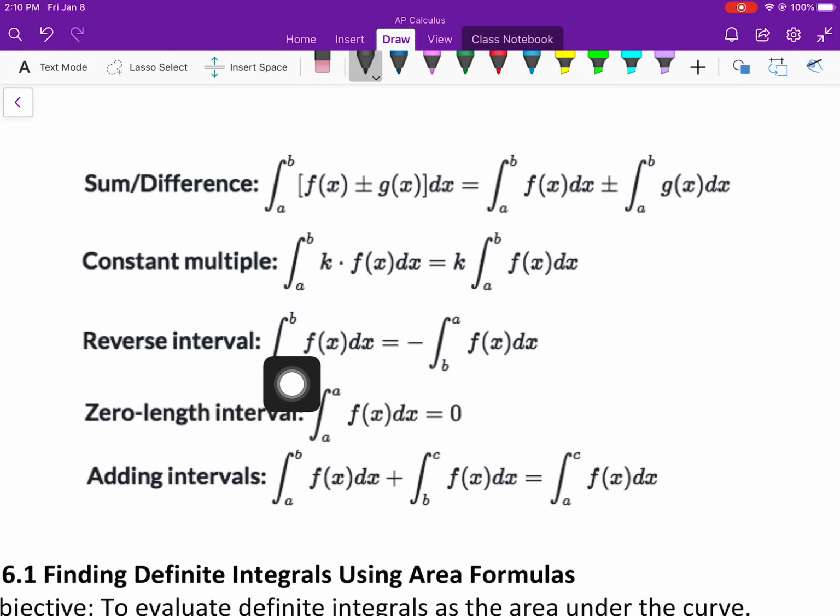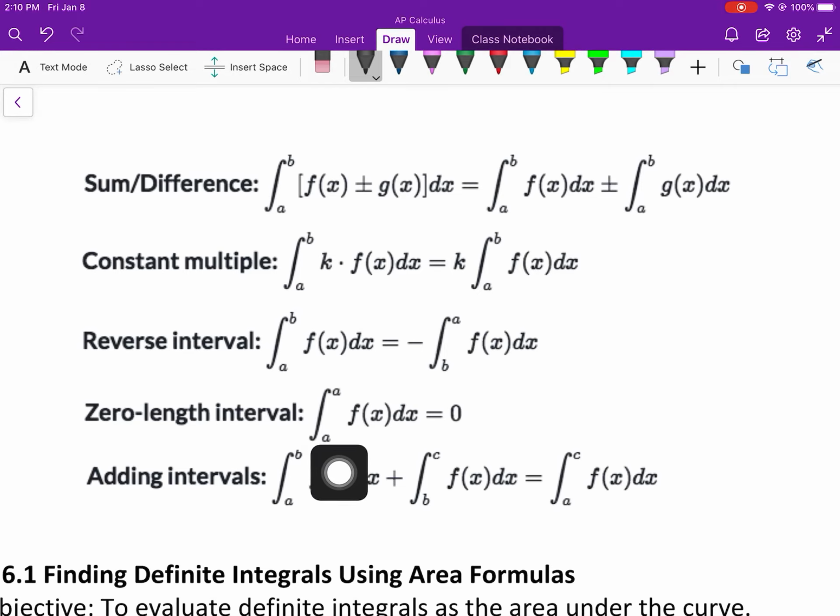If you're integrating from a to b, your lower bound is a, upper bound is b, you can flip those as long as you put a negative in the front. So it ends up doing the opposite of your answer. You usually want the lower number on the bottom, the higher number on top. That's typically the way we do things. So if it's not that way, you can flip it as long as you put a negative in the front. If this was a 5 on the bottom and a 1 on the top, you would flip them so it's a 1 on the bottom, 5 on the top, but you would have to put the negative up front. And we'll see that in this video here.